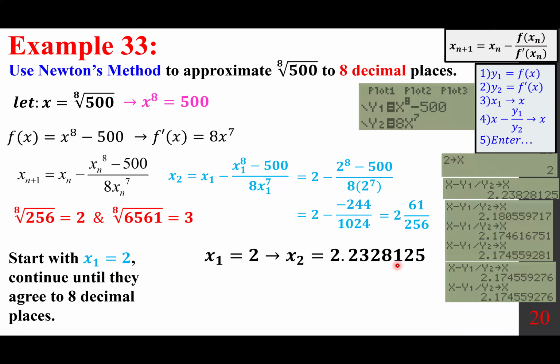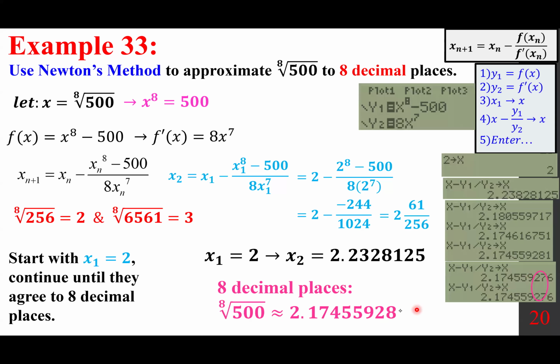If you do it repeatedly, you notice because you want 8 decimals, you have to continue enough until you get to the first 8 to be identical. 1, 2, 3, 4, 5, 6, 7, 8 are identical, you stop. Next to 7 is 6, so it goes up. So the answer will be 2.1745592. 7 changes to 8. This is the final answer. And again, I repeat, I've shown every step necessary, and then I use the calculator.